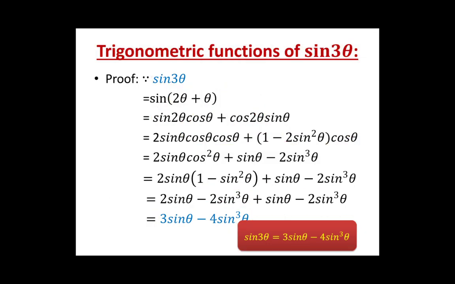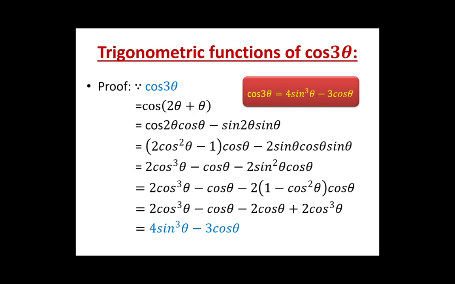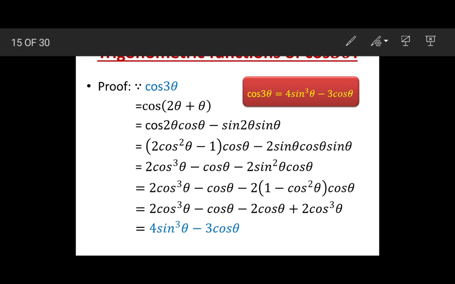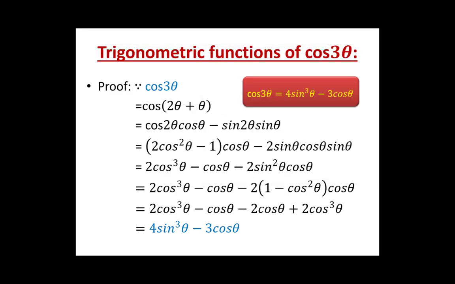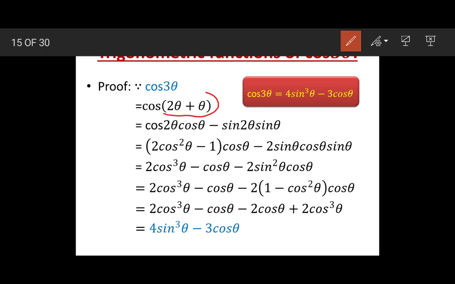So see the next is a formula for cos 3 theta. So for cos 3 theta, first same steps. So cos 3 theta, 3 theta is 2 theta plus theta. Then again apply the compound angle formula, same rule, same steps. So compound angle formula for cos is cos cos minus sin sin. So cos 2 theta into cos theta minus sin 2 theta into sin theta.